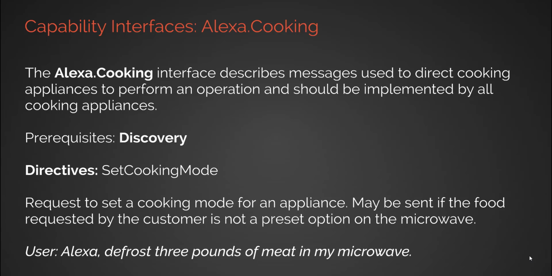So with that said, and all of that disclaimer stuff said, the Alexa cooking interface is the highest level interface which Alexa provides, and it basically describes how to direct cooking type appliances to perform an operation, and should be implemented by all of those cooking appliances. So you could think in your mind some type of appliance where there is a set cooking mode directive that's supported, on the Alexa side as well as on the manufacturer side.